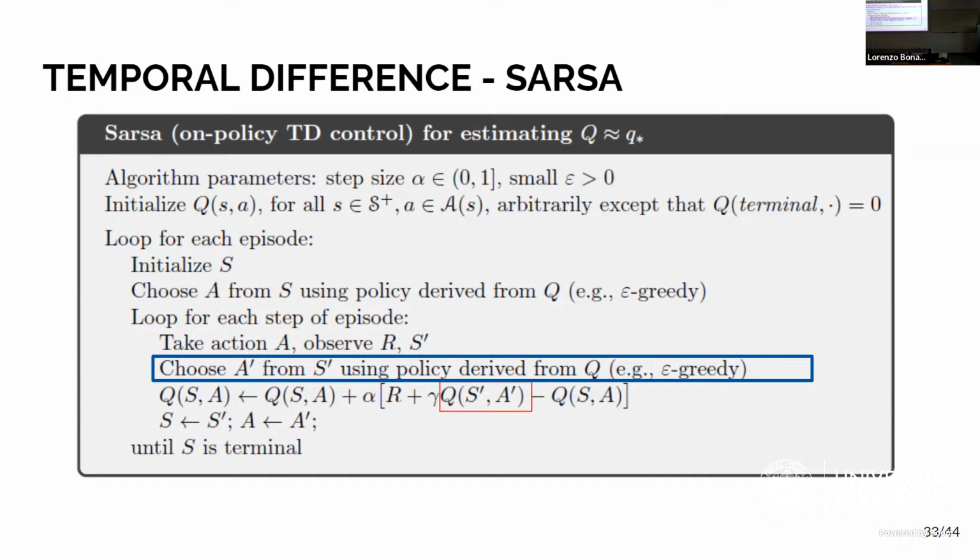The first temporal difference algorithm I will present you is called SARSA. SARSA stands for state, action, reward, state, action. The authors of the algorithm had much fantasy, so they call it so. So first, you initialize the Q table arbitrarily. Since you don't know, you can set it randomly or to 0, it's the same.